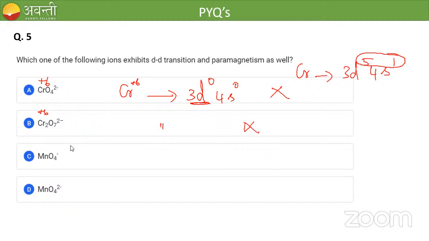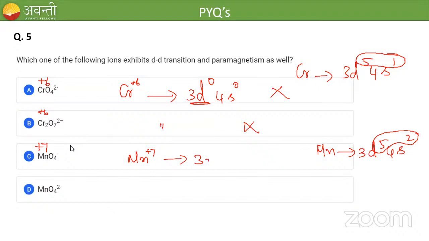When you go for permanganate ion, MnO4 minus, what is the oxidation state of manganese? Yeah, it is +7. What is the configuration for manganese? It is 3d5 4s2. So we have 7 electrons and all the 7 electrons are lost here. Manganese +7, so what will be the configuration? 3d0 4s0. We don't have d electrons here also.